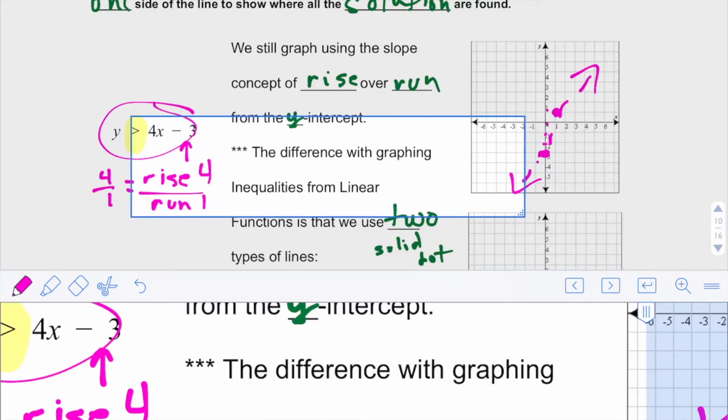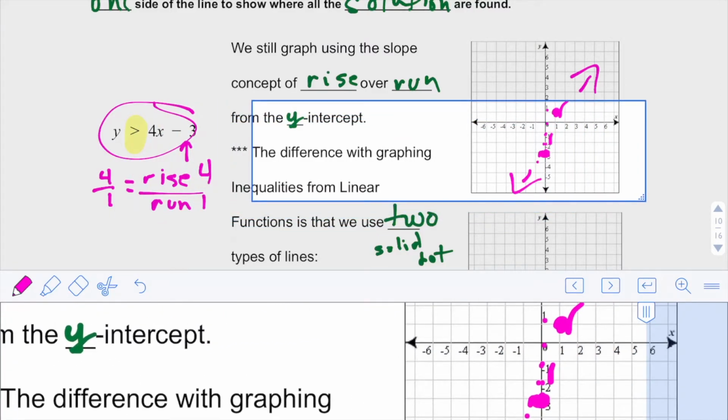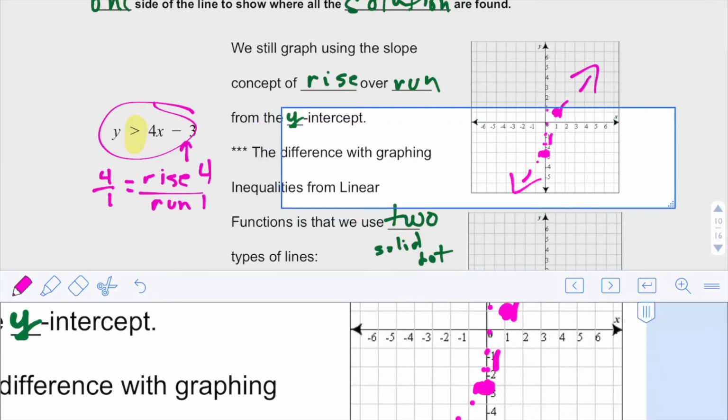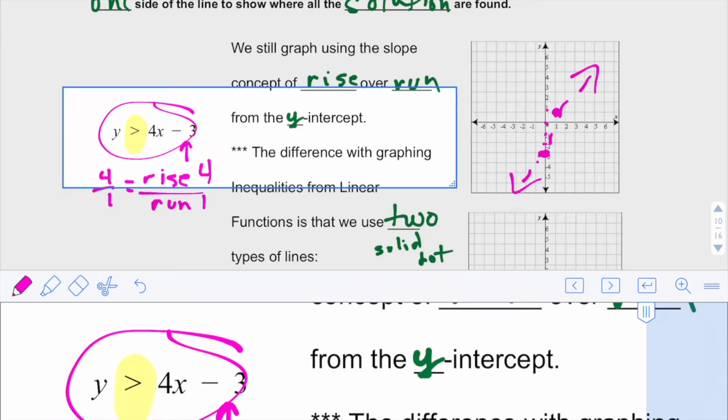Now I've got to decide which way I'm going to shade. So I need to pick a point. The easiest point to always pick is 0, 0. In this case, 0, 0 is to the left of the line. So if I plug 0, 0 in, I get 0 is greater than 4 times 0, which is just 0, minus 3. So 0 is greater than -3, so I shade on that side.